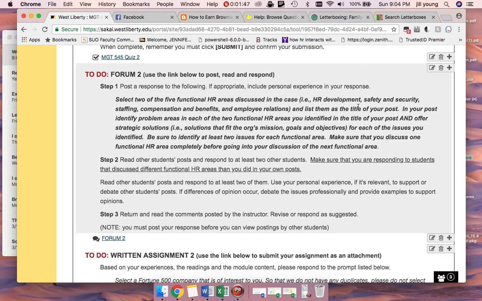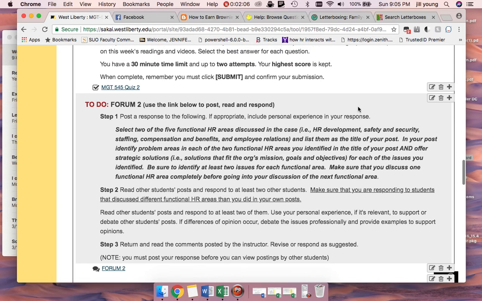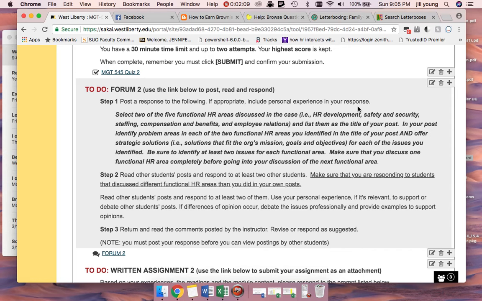For Forum 2, you're going to talk about 2 of the 5 functional HR areas, and you're going to discuss them. Just make sure that you've read all the previous material before you answer this question, because you're going to probably draw it from something that you've seen or read already in the course for this week. More specifically, this week's module.